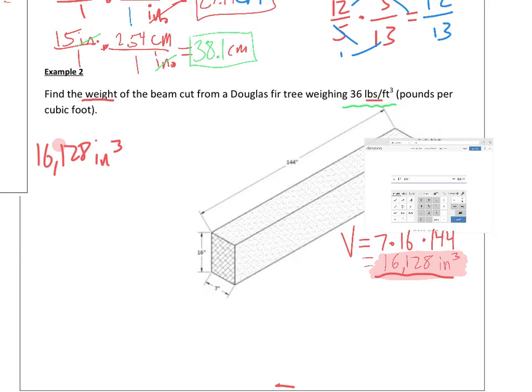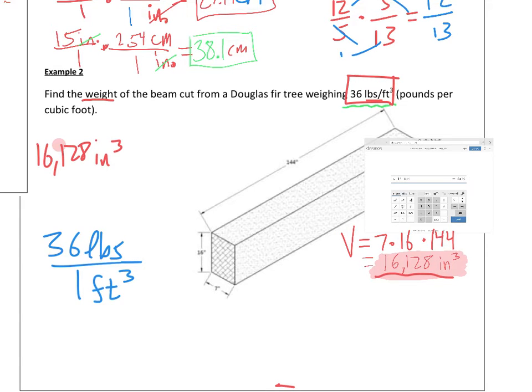Now, this is actually a conversion factor that's given to us. We have some conversion factors that are useful to us. I'm going to write this down separately for the moment. So we have 36 pounds per cubic foot, or really that's 1 cubic foot. So there's a connection: 36 pounds is the same as 1 cubic foot, but we don't have cubic feet. We have cubic inches.